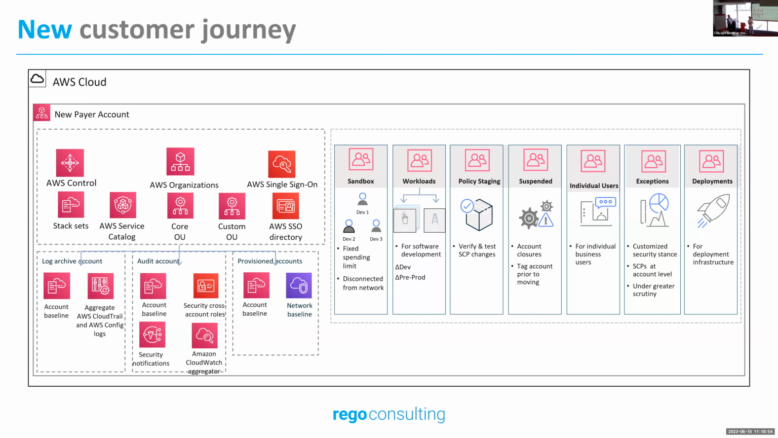Suspended OU is for accounts where, if you're running a SaaS business like Steam, you want to offboard a customer. You first move them to the suspended OU, and from there you decommission all their resources. Individual users outside of developers, like business users who need to pull some numbers from S3, you can put in their own accounts. Exceptions are accounts that do not fall under any of these other ones because they are exceptions for a reason. You understand that you have provided some kind of security or governance exceptions to those accounts for particular business needs, and you put them in their own OU.